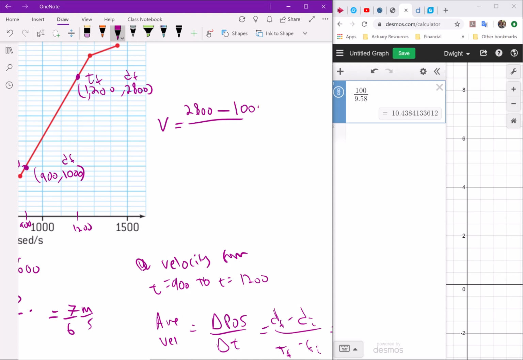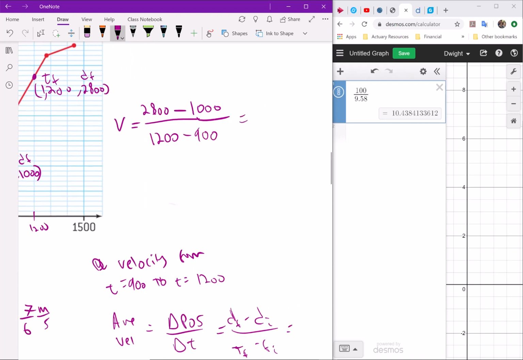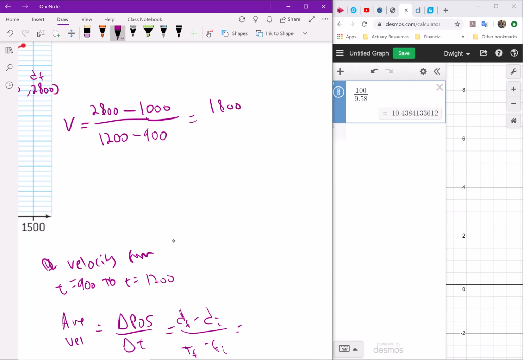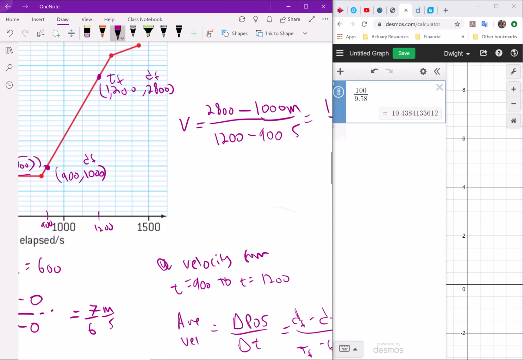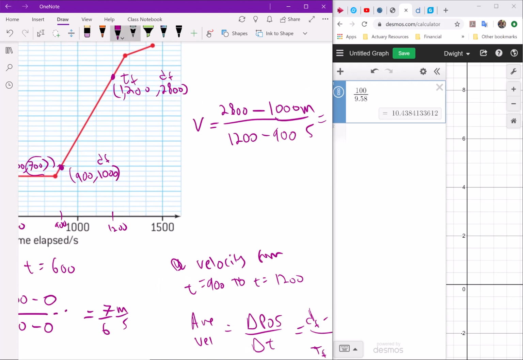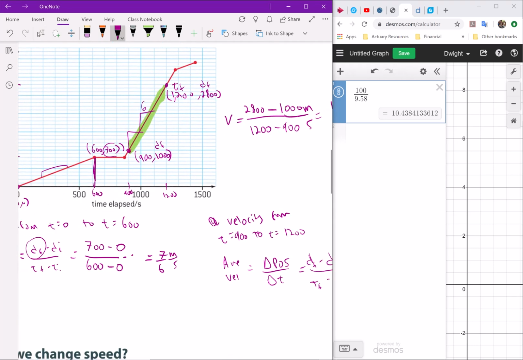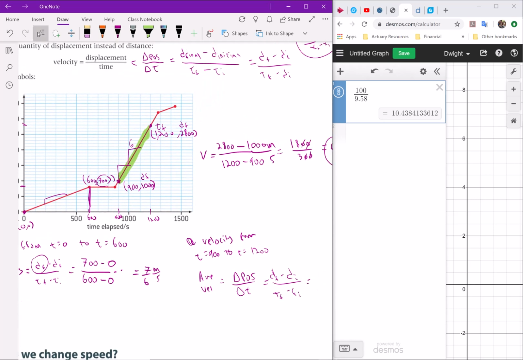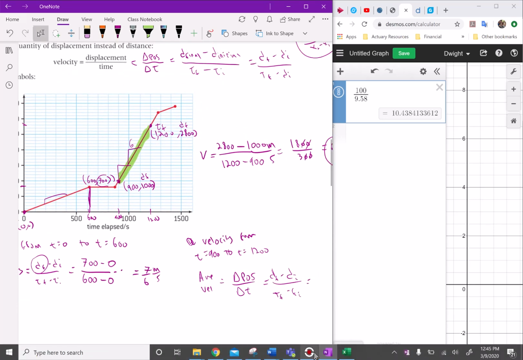So we'd have 2,800 minus 1,000, and then we'd subtract the times, right? The final time was 1,200 seconds, the initial time was 900 seconds, and you'd end up with 1,800 over 300, which, of course, simplifies to 6 meters per second, right? These are measured in meters, these are measured in seconds. So the average velocity here, from here to here, is 6, and maybe you recognize that's just the slope of this line, which is 6, right? So that's a brief introduction to how you would find average velocities.